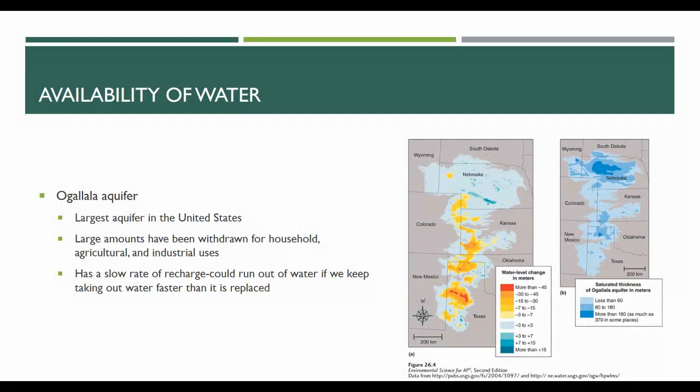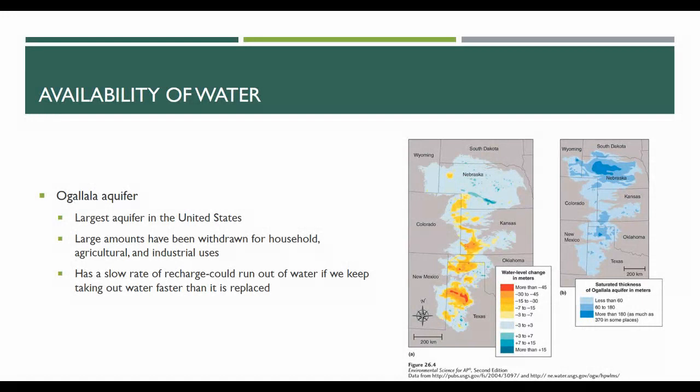The largest aquifer in the United States is the Ogallala Aquifer. It's found out west from here, where we live. And the problem is that large amounts of water have been withdrawn for household, agricultural, and industrial usage. And it does have a very slow rate of recharge. So if we keep taking out water faster than it's replaced, there is a high likelihood that it's going to run out of water sooner rather than later.